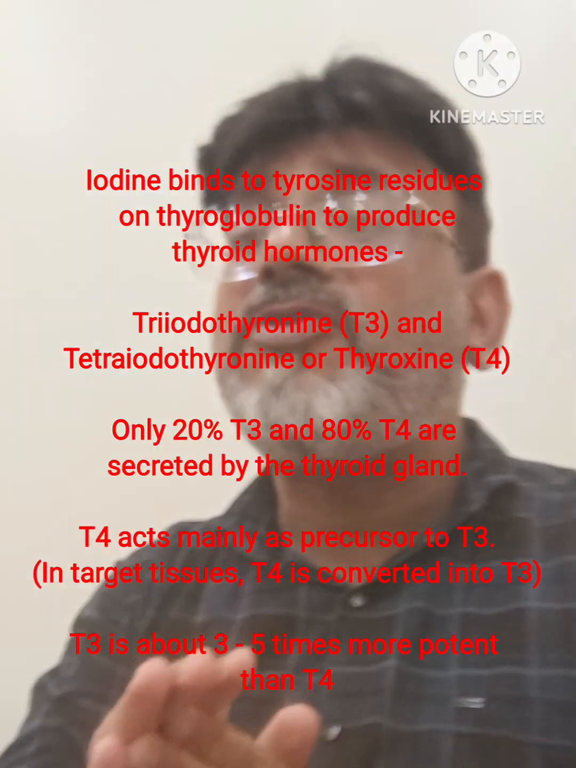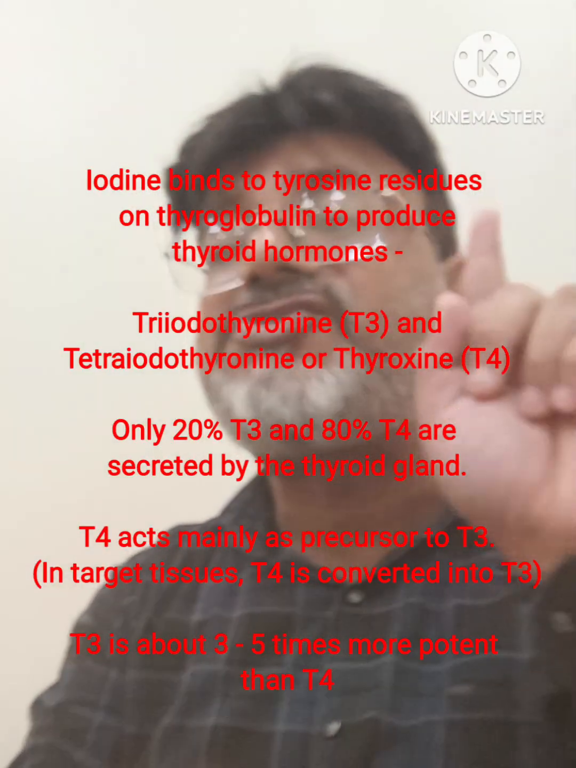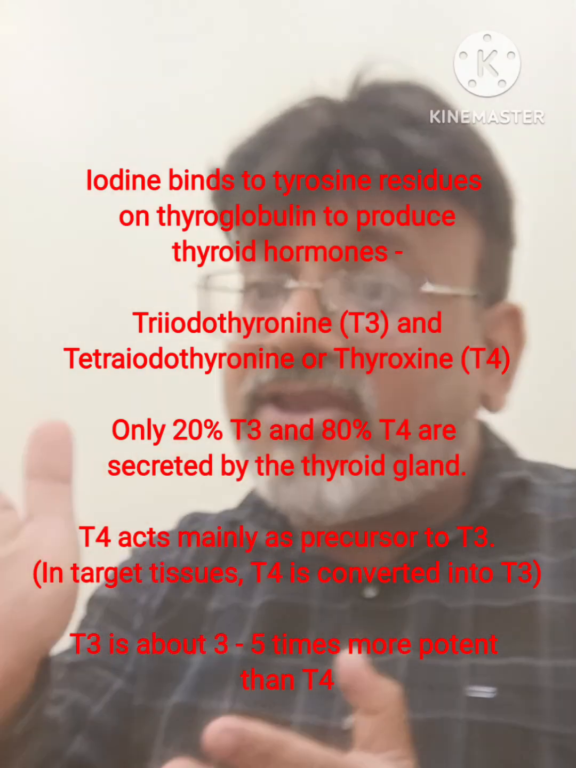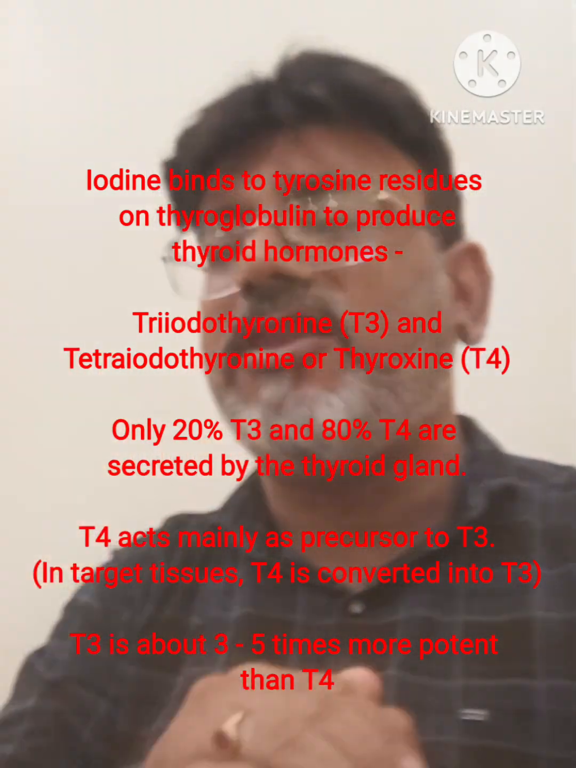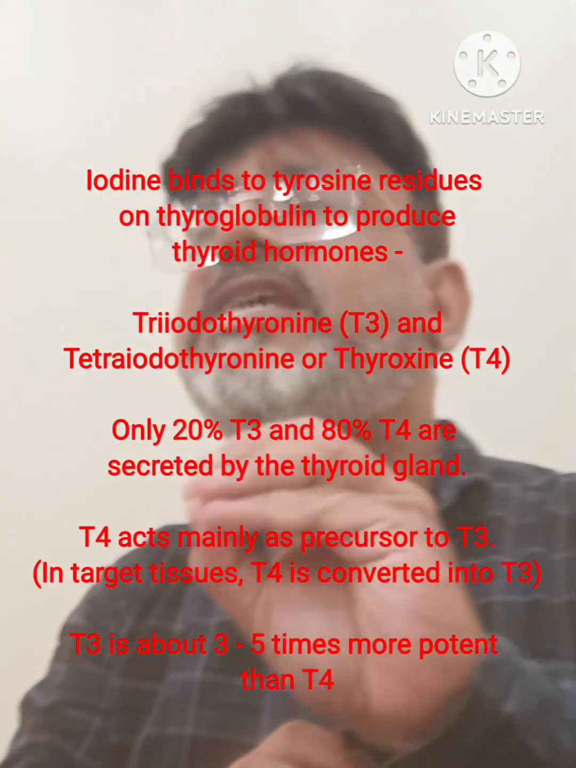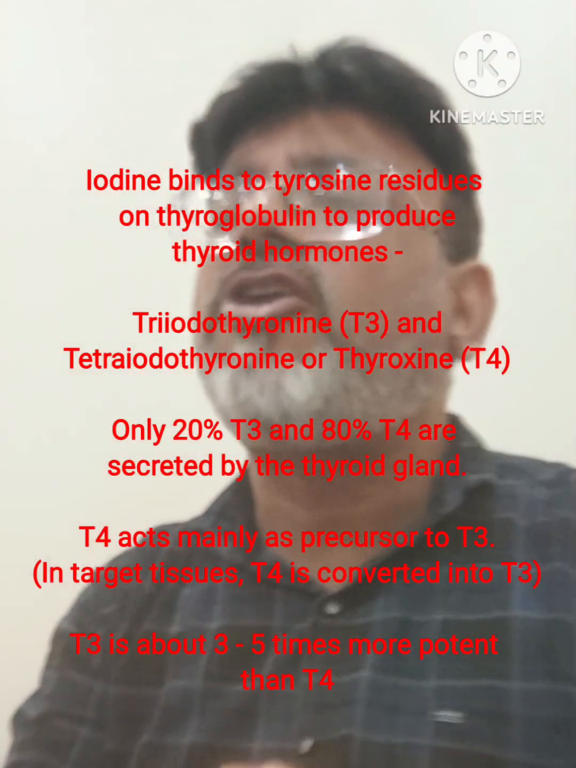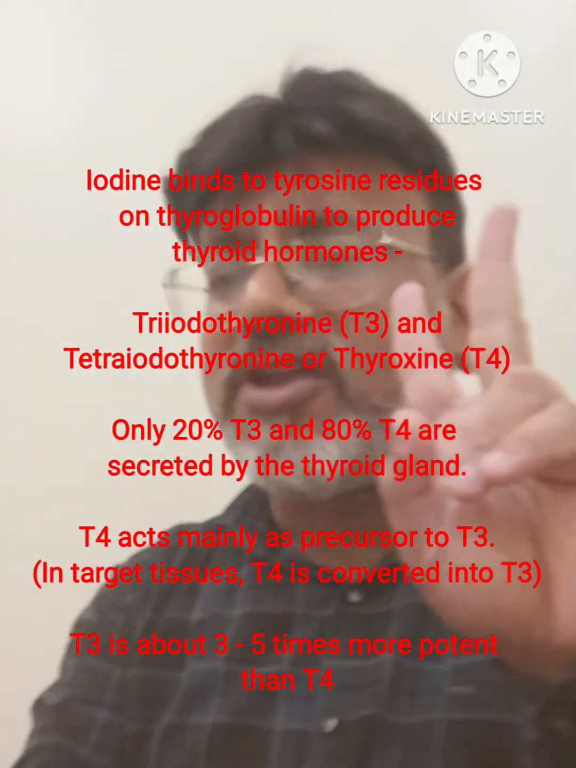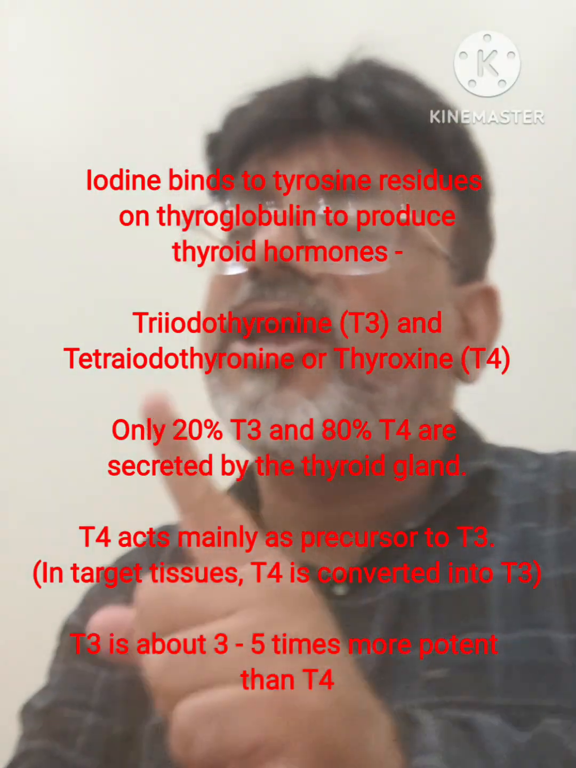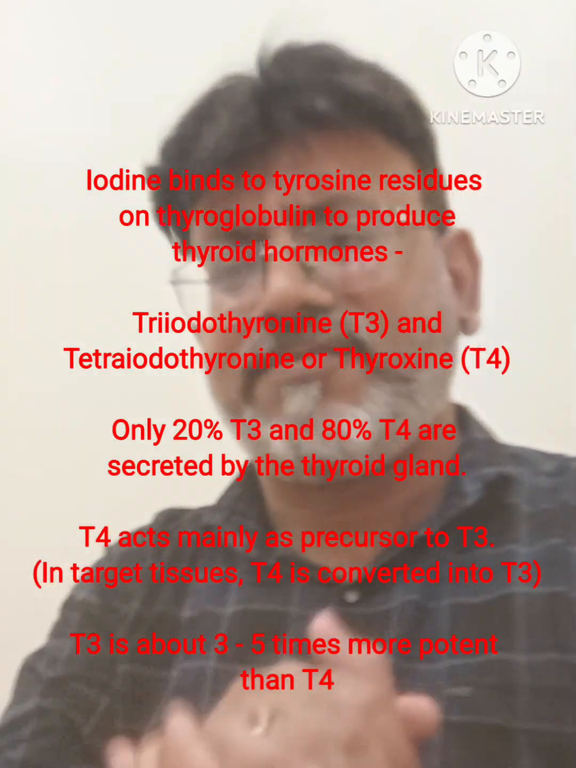What are the thyroid hormones? There are two thyroid hormones. One is triiodothyronine, popularly known as T3, and the other is tetraiodothyronine, also known as thyroxine, popularly known as T4. So the two types of thyroid hormones are T3 and T4, triiodothyronine and tetraiodothyronine. Tetraiodothyronine is also known as thyroxine.